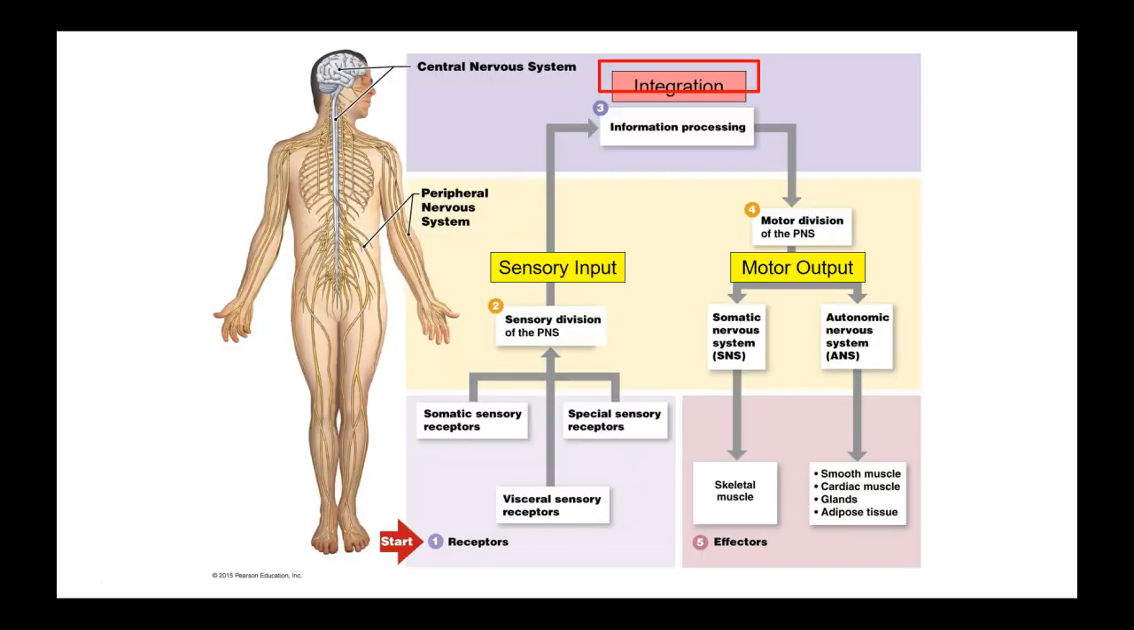And remember that we have integration that's going on in the central nervous system, which includes the brain and spinal cord. We have sensory information coming in, and then we have some sort of plan to execute coming out of the central nervous system. Okay, so a motor response generally is what we're talking about here.